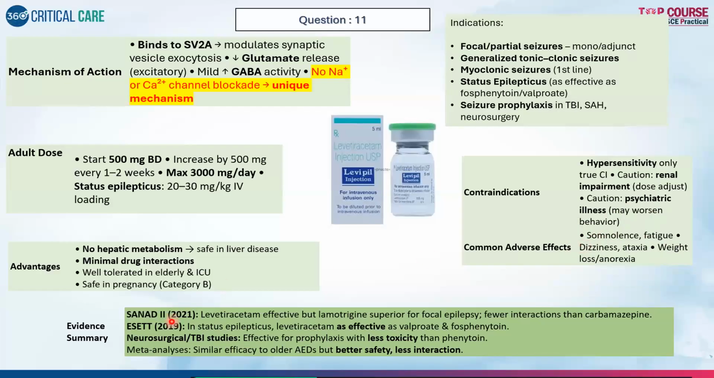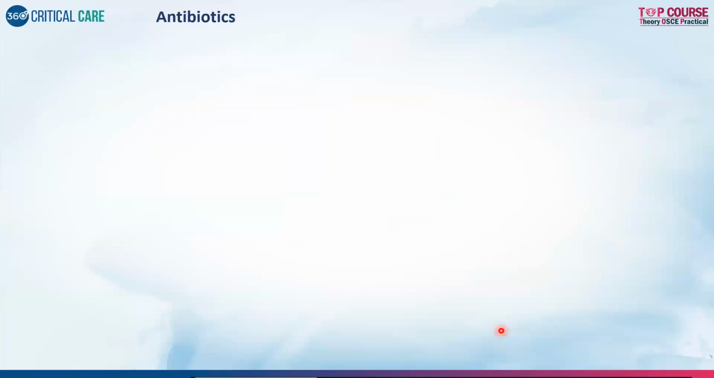Evidence: ESETT trial in status epilepticus, levetiracetam is found as effective as valproate and fosphenytoin. The Brain Trauma Foundation guidelines do not actually mention levetiracetam as the drug of choice. However, it can be used as mentioned in the guidelines. So this comes to the end of the other drugs.